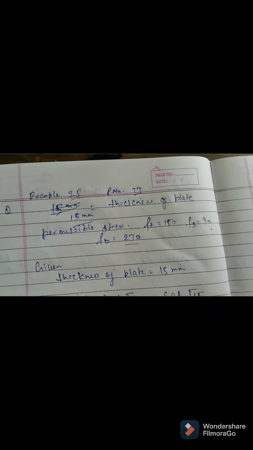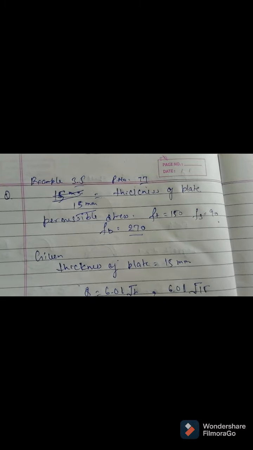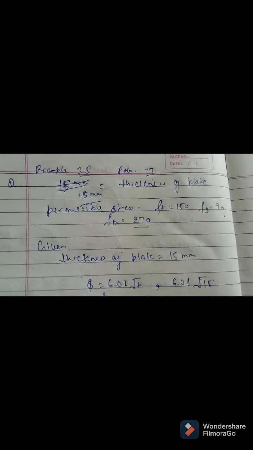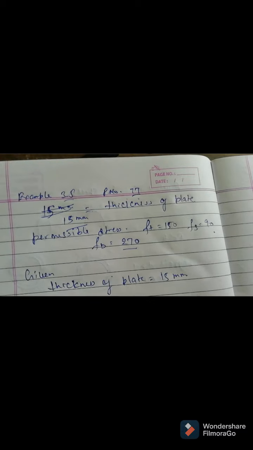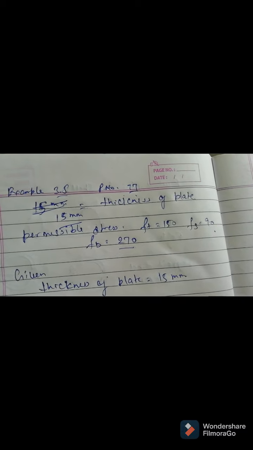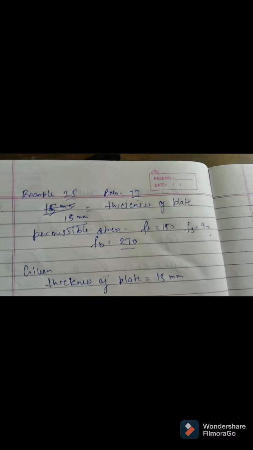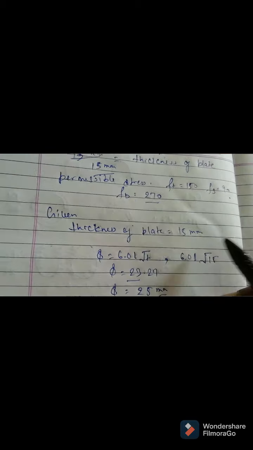Okay, so now here we have to take the thickness of plate, let's change something. The thickness of plate was 10 mm, so let's assume it is 15 mm. The rest are the same, that is ft equal to 150, fs equal to 90, and fb equal to 270. So now given the thickness of plate equal to 15 mm.